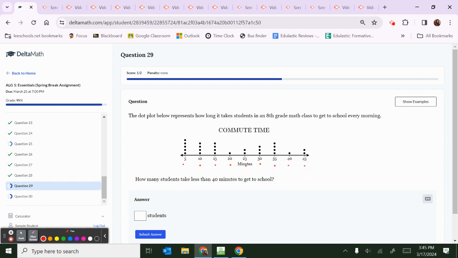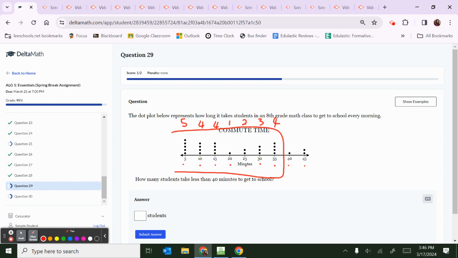We're only looking at the amount of people that spend less than 40 minutes to get to school. All right? So when I say less than 40 minutes, I'm not going to include 40 minutes. I need to be smaller than 40 minutes. So I'm looking at all of these people right here. All right? So we had 5 people that took 5 minutes. We had 4 people that took 10 minutes, 4 that took 15, 1 that took 20, 2 that took 25, 3 that took 30, and then 4 that took 35.